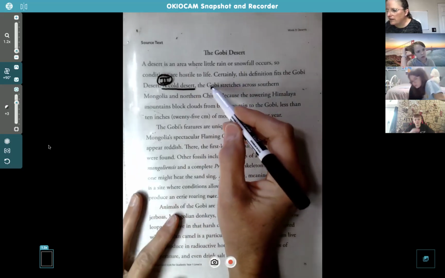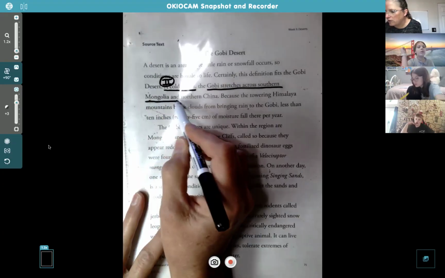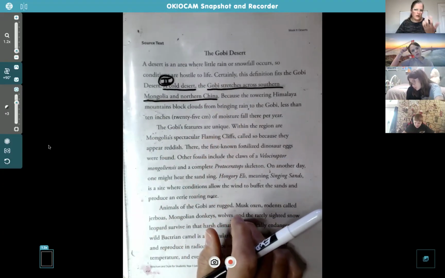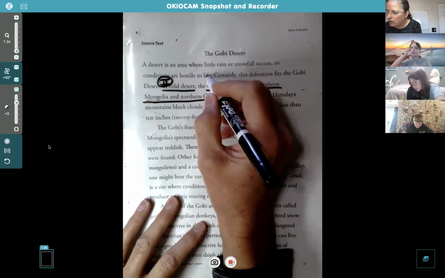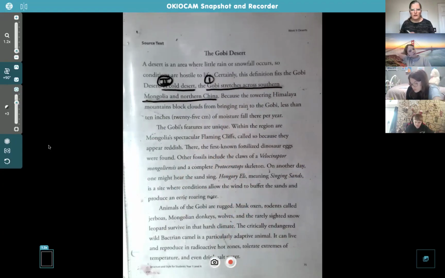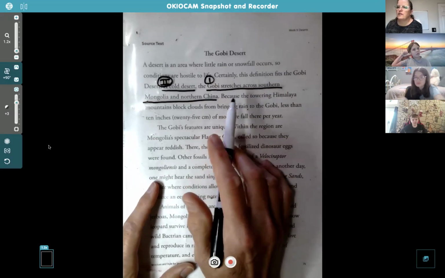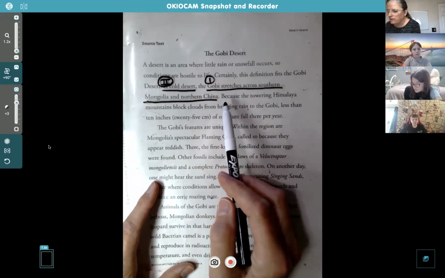And then where it is in the world: the Gobi stretches across southern Mongolia and northern China. I think that's important because we want to know where in the world it is. So let's put a regular number 1 next to that one. What I'm doing is labeling my facts so I can keep track of how many I have, okay? Are you underlining and putting these numbers in here, Declan? You're doing it? Okay. I'm going to keep reading then.